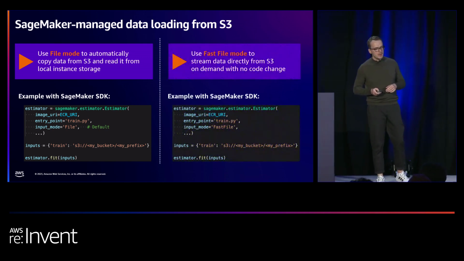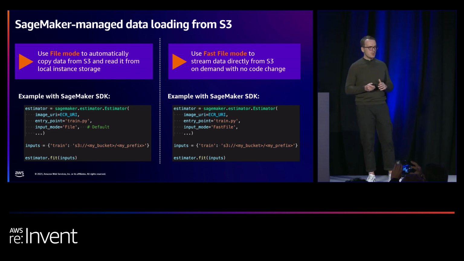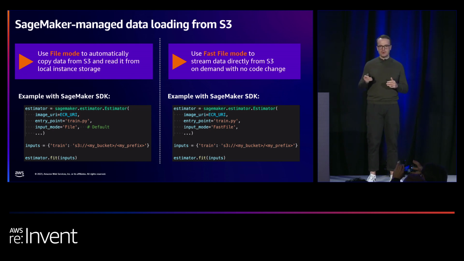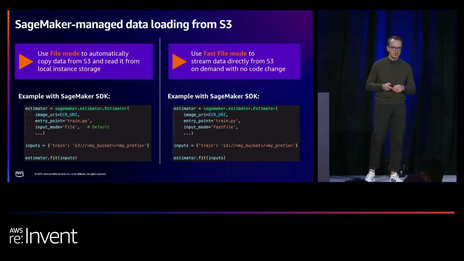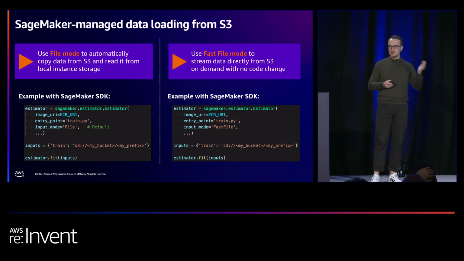and all of those chain of events that I have previously shown will be automatically executed. And use fast file mode if you would rather stream your data directly from S3 on demand as your training script reads it without any code change. Again, what I mean by without code change is that you literally only have to add 4 characters into the specification of the input mode in order to do so. So you can quickly jump from one read pattern to another read pattern to see what works best in your case.